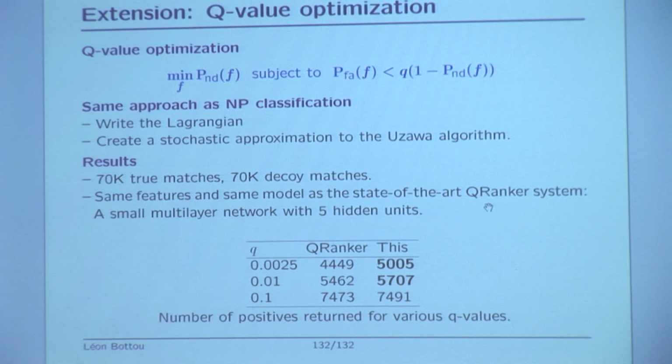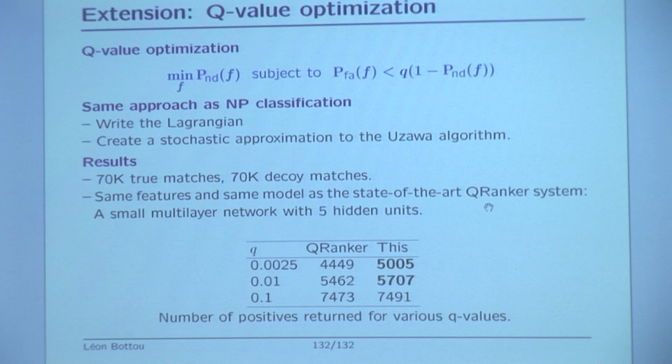You write the Lagrangian. You think about the Uzawa algorithm, but you actually don't do it. You write a stochastic approximation of it. And the results are that you take something where you have 70,000 matches that are called true, but in fact you don't know if they're true or not, and 70,000 matches to decoy peptides that you know are negative. And I compare this to a ranking model that was state-of-the-art called QRanker, using exactly the same model. In that case, it's a small neural network with 5 hidden units, nothing very complicated.